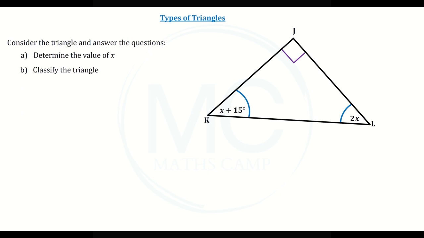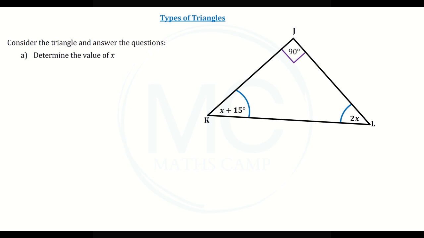Consider the triangle and answer the questions. A, determine the value of x, and B, classify the triangle. Let's start with part A, determine the value of x. Now, angle J is drawn as a square angle, so we know that this is 90 degrees. So let's put 90 degrees into the diagram.